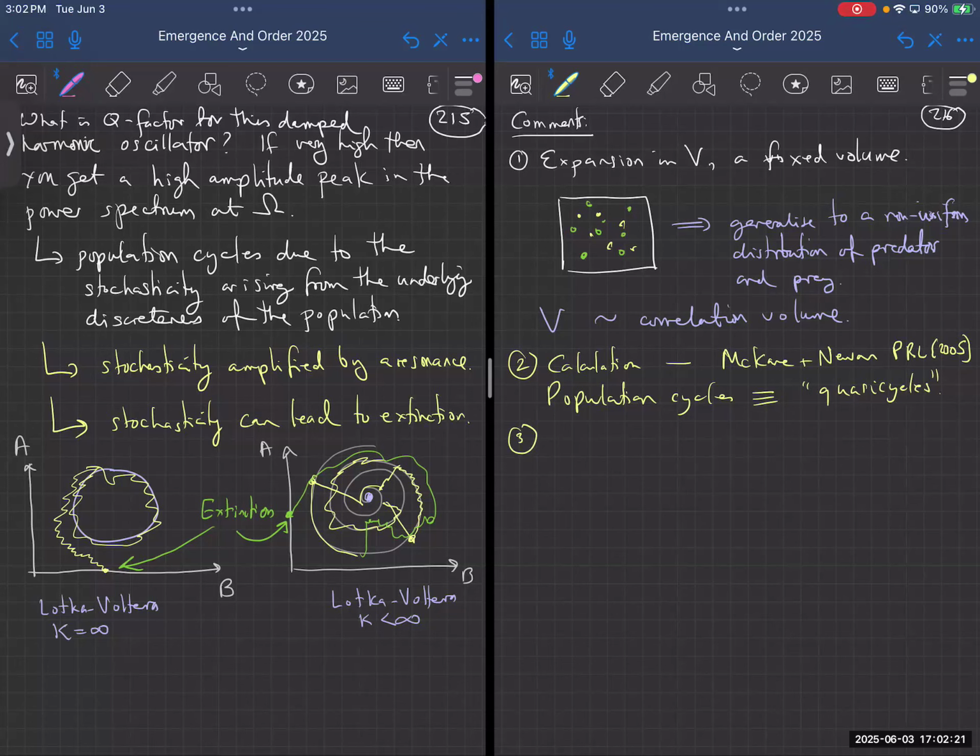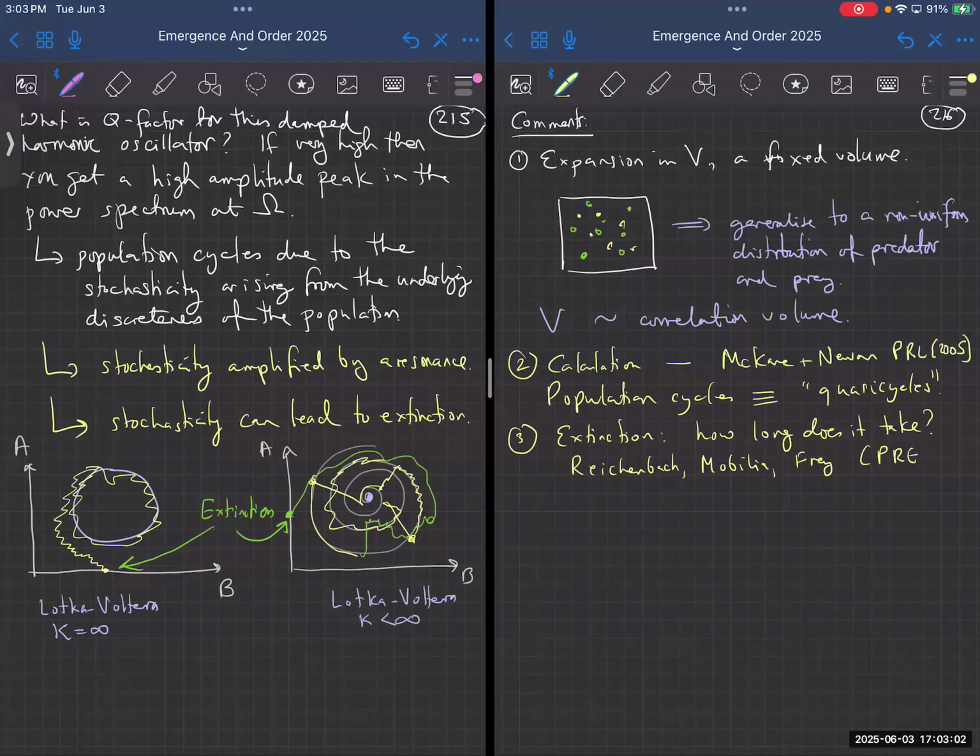There are other precursors to this paper, but this is the presentation that I think was the first one that really understood what was going on. And then, if you want to know about the extinction, the question you might want to ask is how long does it take? The answer to that was provided by Reichenbach, Mobilia, and Frey in a paper from Phys Rev E 2006, and there are other papers. You can calculate how many population cycles, how many periods you have to go before the thing has a non-zero probability of extinction.